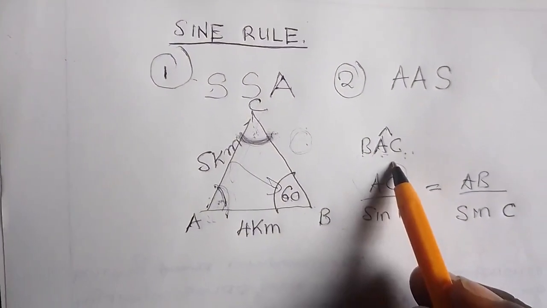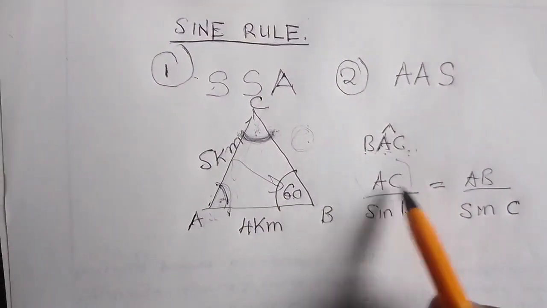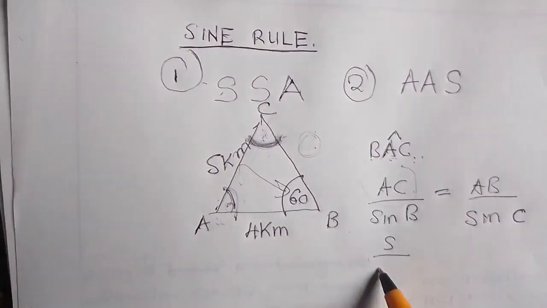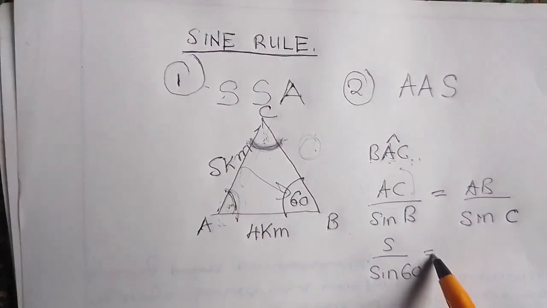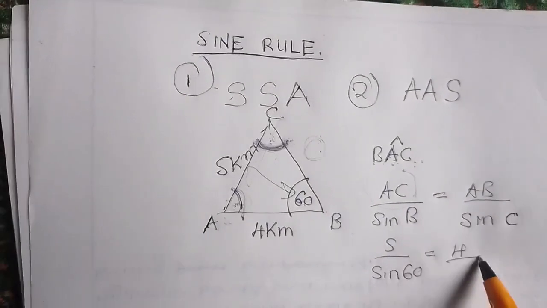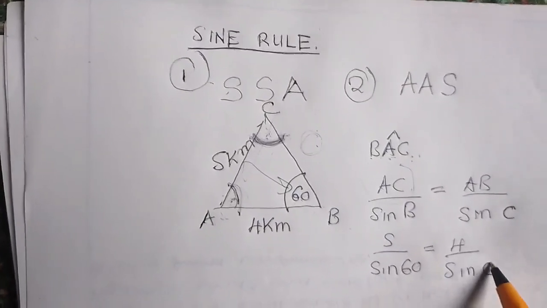Then I substitute. AC is 5 over sine B, which is 60, equal to AB, which is 4, over sine C. I want to find C.